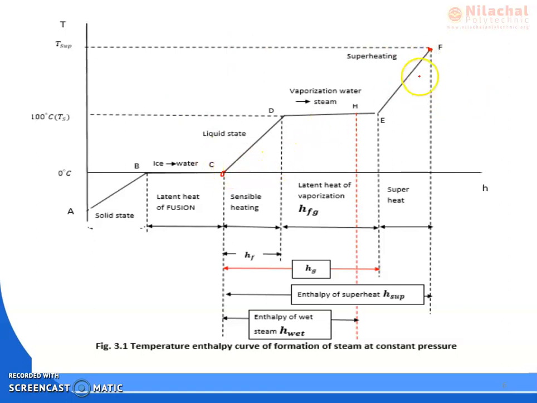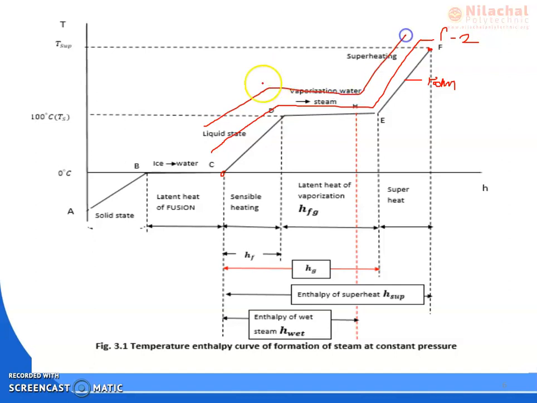So this is your line from C to D, D to E, E to F. That is only for atmospheric pressure. So if you are increasing the pressure, you can get this type of diagram for another pressure. Suppose the pressure here is 2 bar. So if you are increasing the pressure, you can get the graph like this.